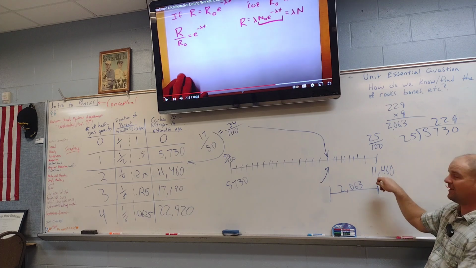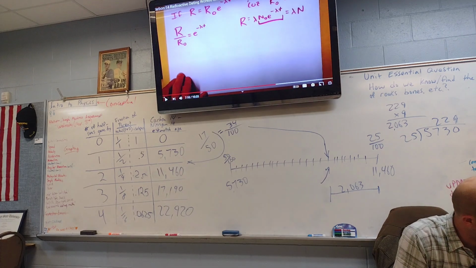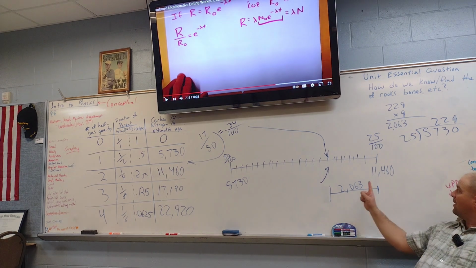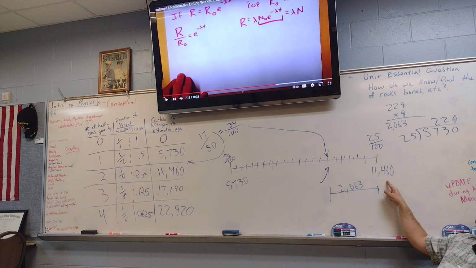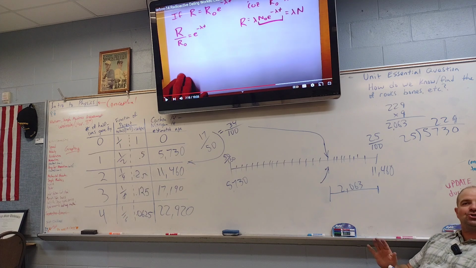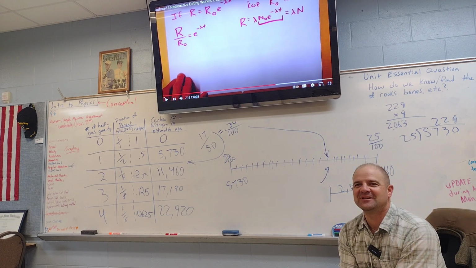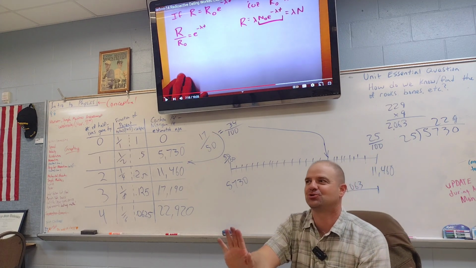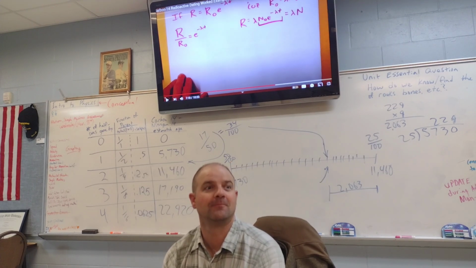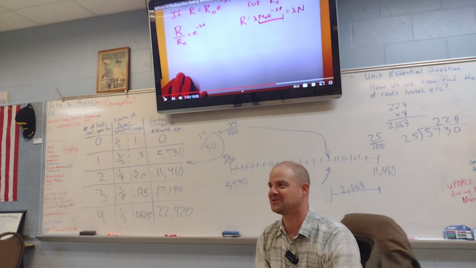So what is 11,460 minus 2,063? Let everybody do it. 11,460 years minus the 2,063 years from here to our sample. Let everybody get a chance. We're waiting. We're letting everybody catch up.